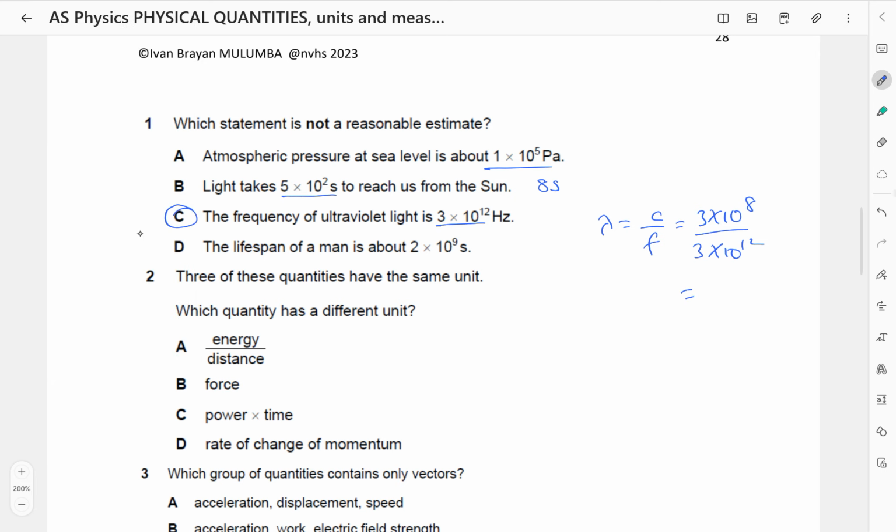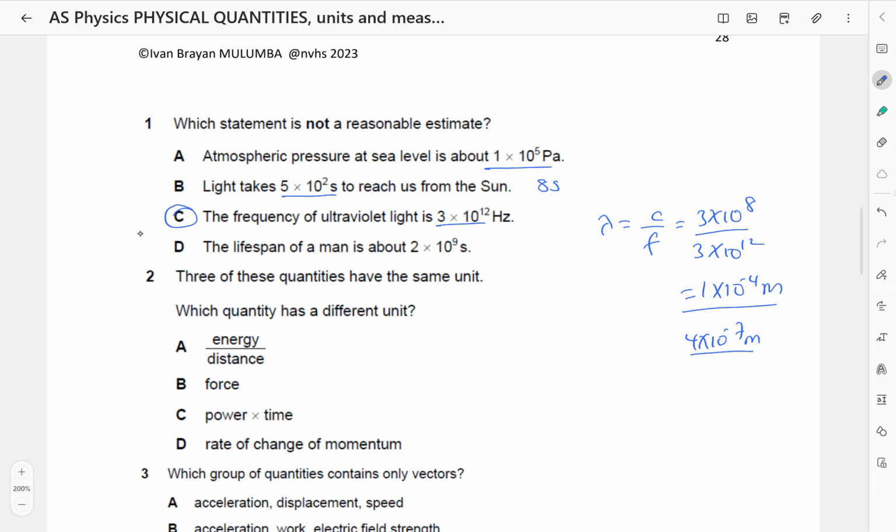So this is giving us a very big wavelength, 1 times 10 power negative 4 meters. That is a very big wavelength. It can't be for ultraviolet. Remember, violet is 4 times 10 power negative 7. That means ultraviolet should be less than this. It should be 10 power negative 7 or 10 power negative 8. So that one is not a reasonable estimate.